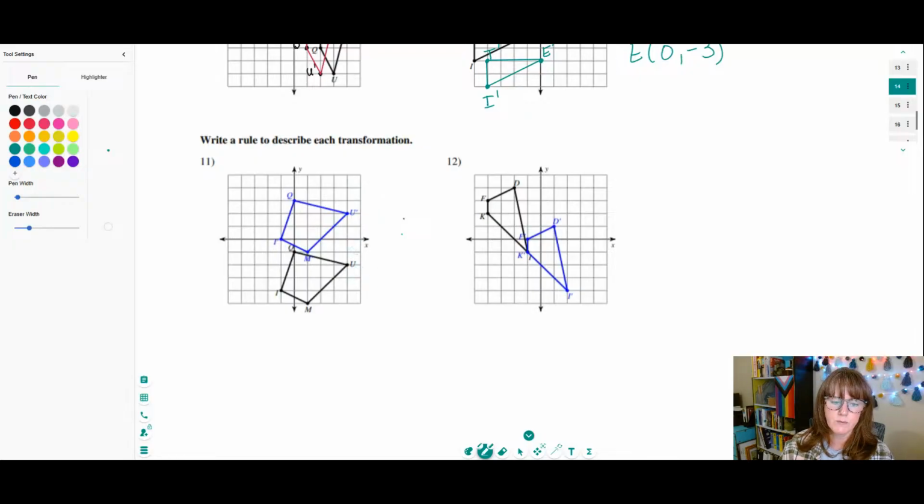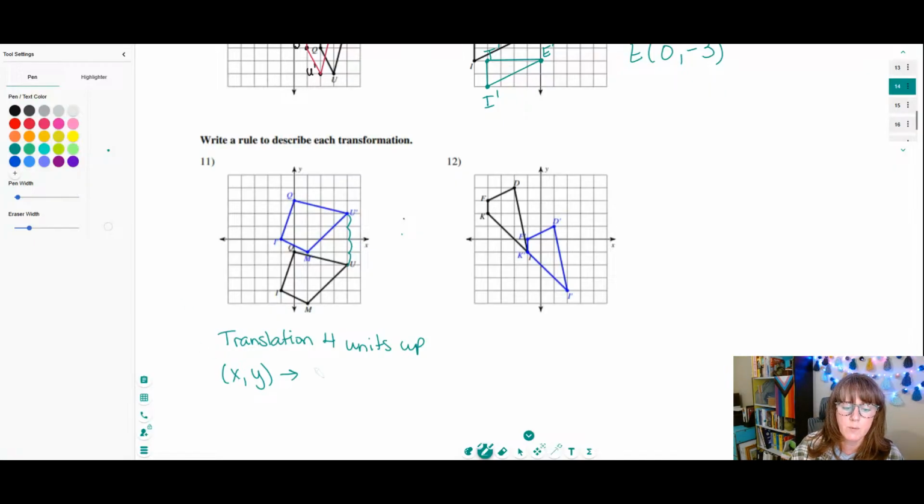Okay, so it looks like for this one, for number 11, if we're looking at U and U prime, we're just going up 1, 2, 3, 4 units. So then we could write this as a translation, 4 units up. Or if we wanted to write it algebraically, we could write it as x, y with the arrow. And then for x, we didn't do any changes to x since we moved up. We didn't move left or right at all. So x is just going to stay x. But then for y, we're going to do y plus 4. So that's how you would write it algebraically.